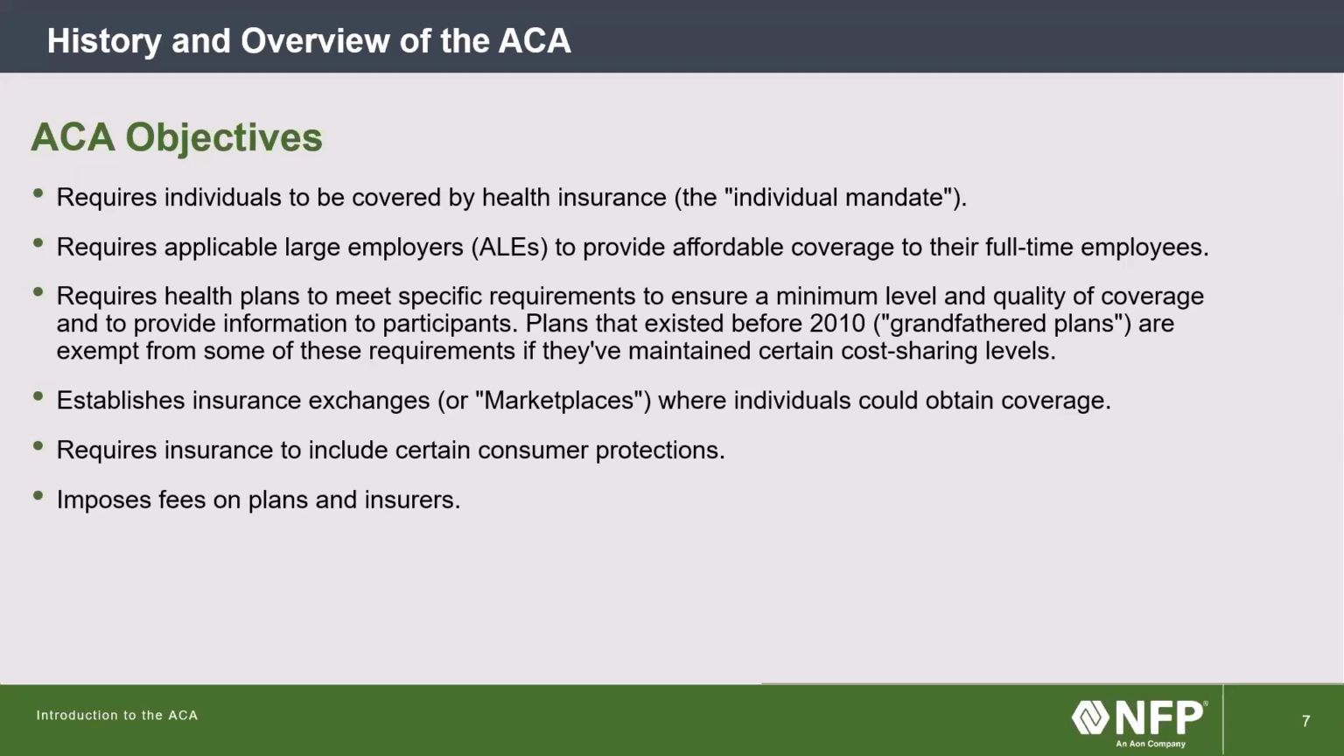The ACA also requires health plans to meet specific requirements to ensure a minimum level and quality of coverage and to provide information to participants. Plans that existed before 2010, which are often referred to as grandfathered plans, are exempt from some of these requirements if they maintain certain cost-sharing levels. The ACA also establishes insurance exchanges, also known as marketplaces, where individuals can obtain coverage if they do not obtain that coverage through their employer. The ACA also requires insurance to include certain consumer protections, and it imposes certain fees on both plans and insurers.